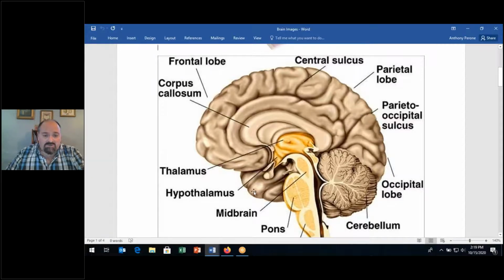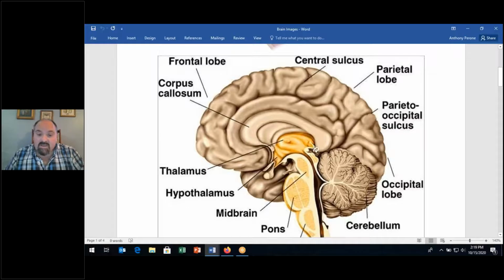So we have here also, I want to point out to you, this structure right here is called the pituitary gland. So when we're discussing the endocrine system, the hypothalamus and the pituitary gland have a very strong control over what takes place as far as the hormones that are released throughout the body. Very important.